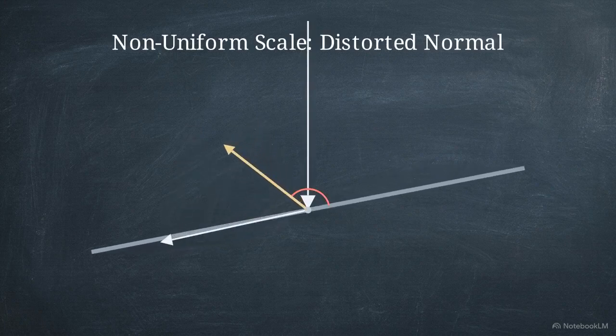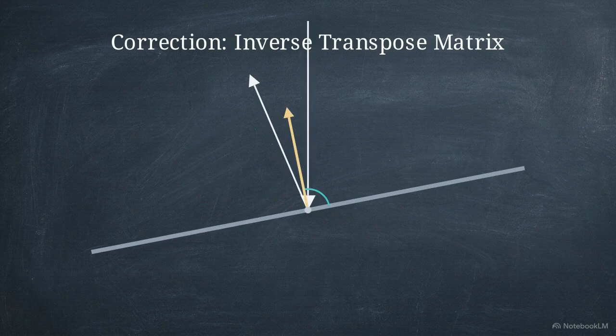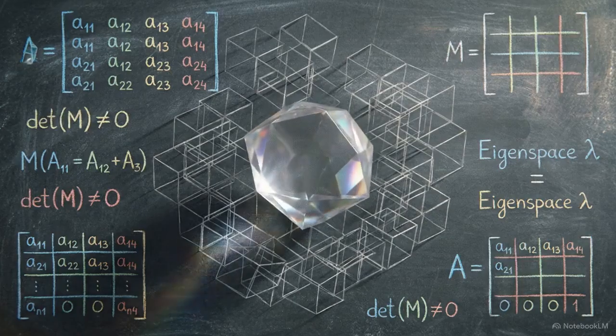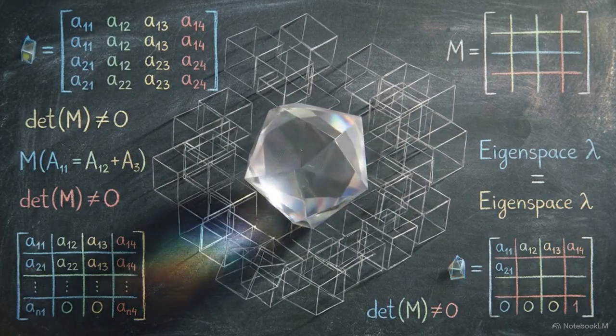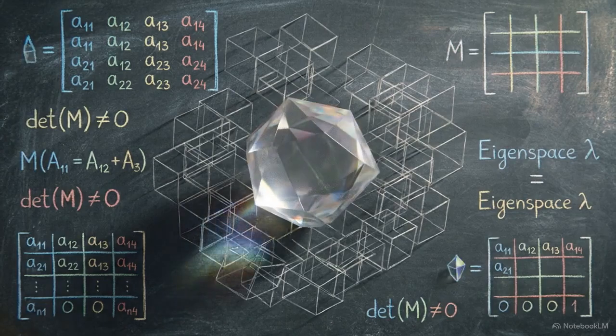If a non-uniform scale transformation is applied during the pipeline, the normal vector breaks its perpendicular alignment and distorts. To fix this, graphics engines must multiply the normals by the inverse transpose of the model matrix, restoring accurate perpendicularity. Without this exact correction, physical lighting models, like the rendering equation, fail entirely. Photorealistic worlds emerge from the rigorous, invisible execution of linear algebra.